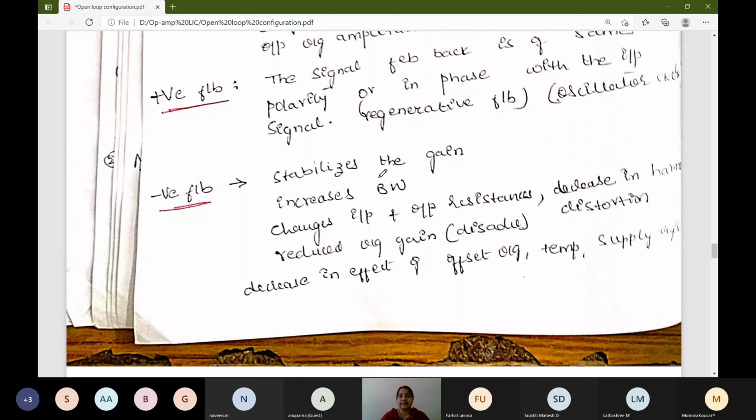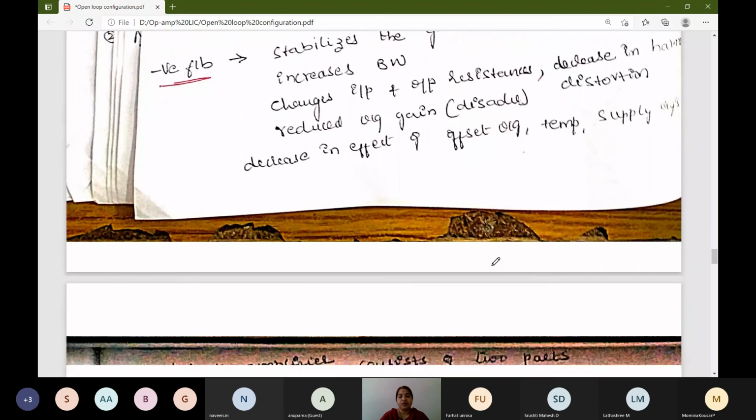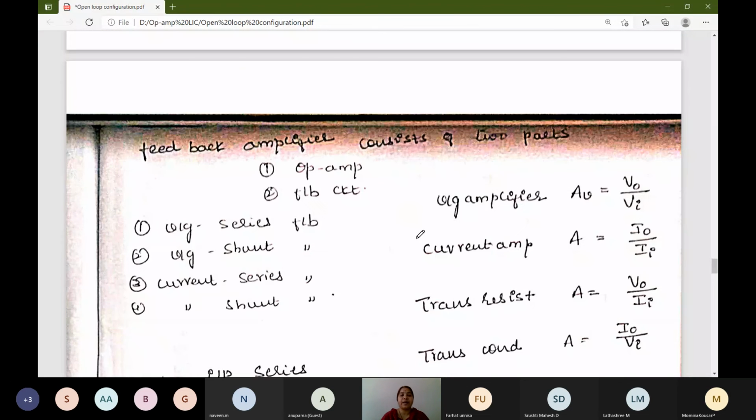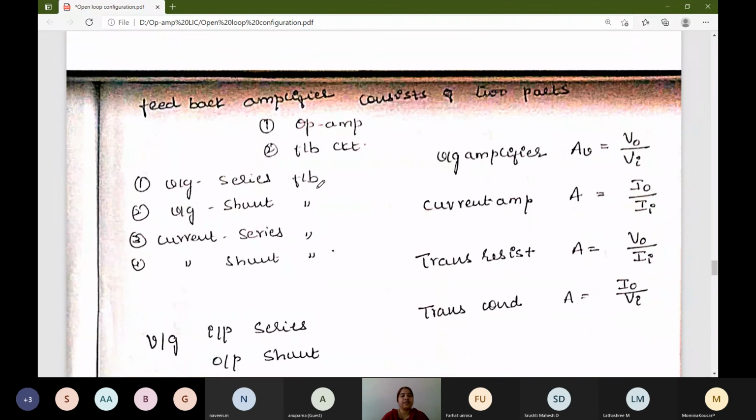Some advantages are shown here. Negative feedback stabilizes the gain. Okay, it increases the bandwidth. It changes input and output resistance. It will decrease the harmonics and it will reduce the voltage gain. Reducing the gain is a disadvantage, and it will have less effect on offset voltage, temperature and supply voltages. Negative feedback: so you have 4 types. The amplifier circuit consists of 2 parts. One is the op-amp and one is the feedback circuit. We have here 4 types, that is voltage series feedback, voltage shunt feedback, current series and current shunt.